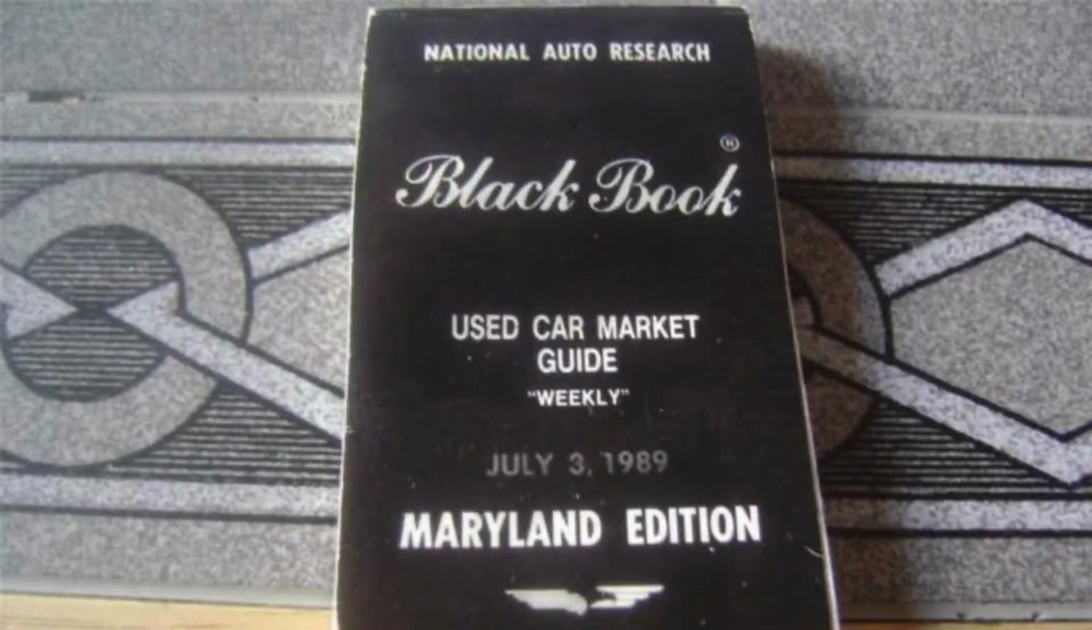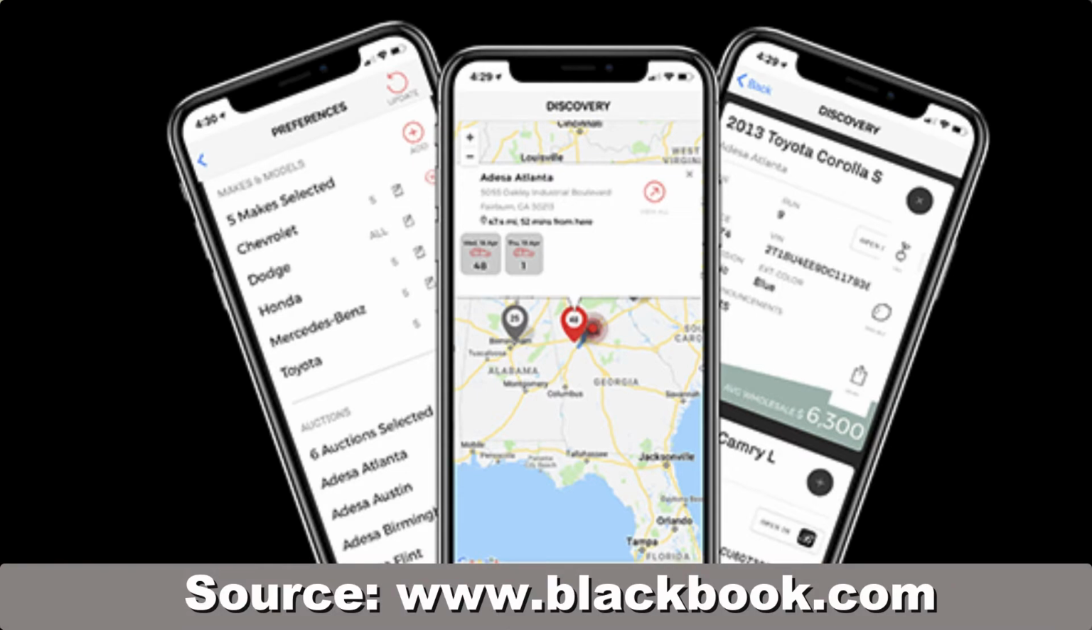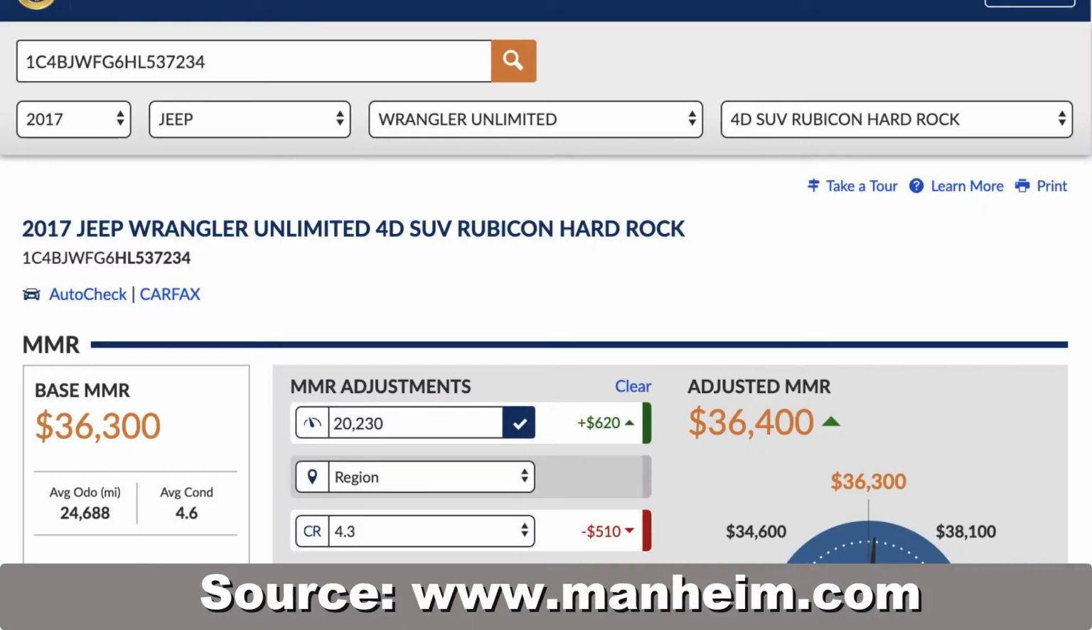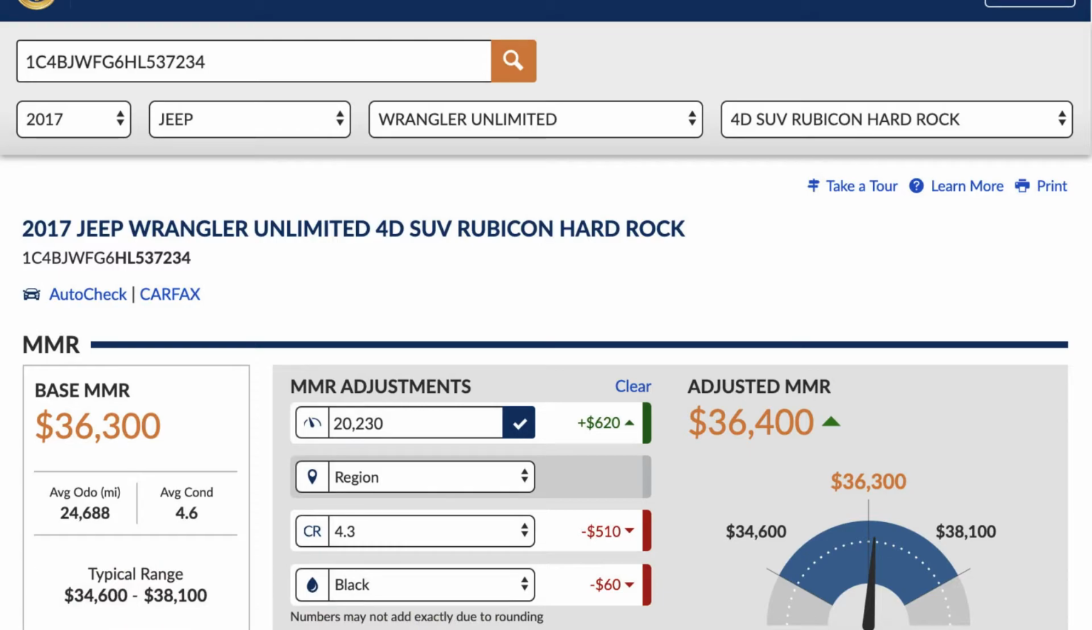Black Book is still being used, but no one's ever using those little handheld books. It's all computerized and online. But most dealers are using a suite of tools like Black Book, Manheim Market Reports, which actually shows the dealers the actual transactions that cars sold at auction, among other resources.